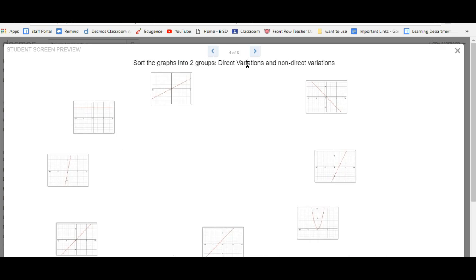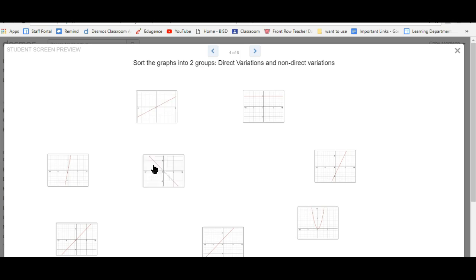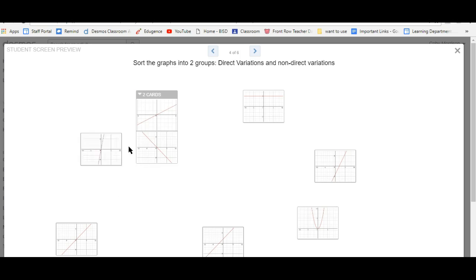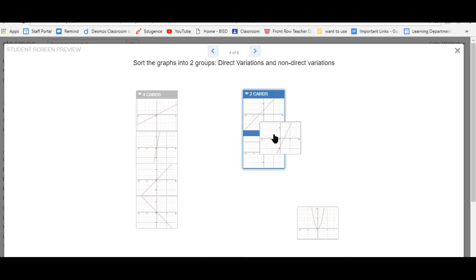The graphs, page 4. This is the easy one. Straight line through the origin. That's all you're looking for. This is a straight line through the origin. That is a direct variation. This one does not go through the origin. It is not. Here, straight line through the origin. Straight line through the origin. Straight line through the origin. Not.